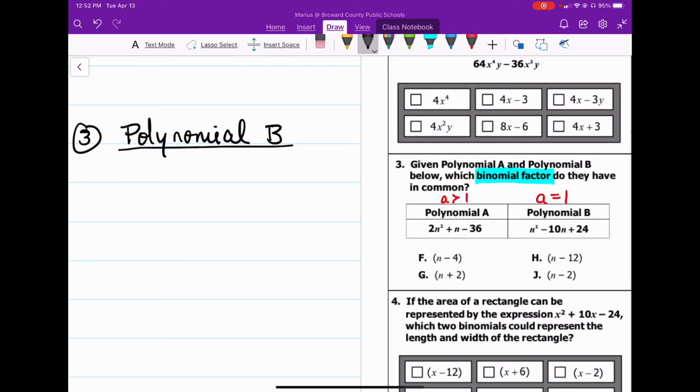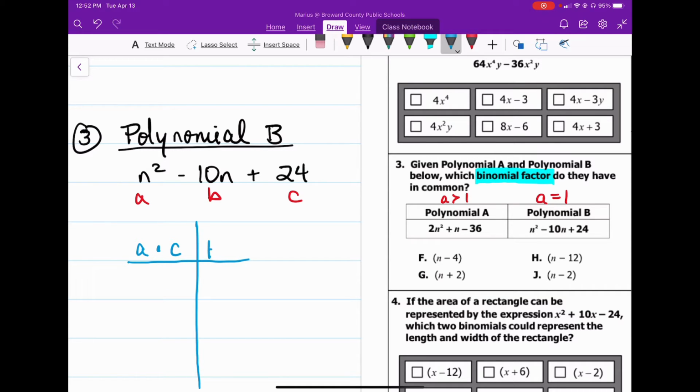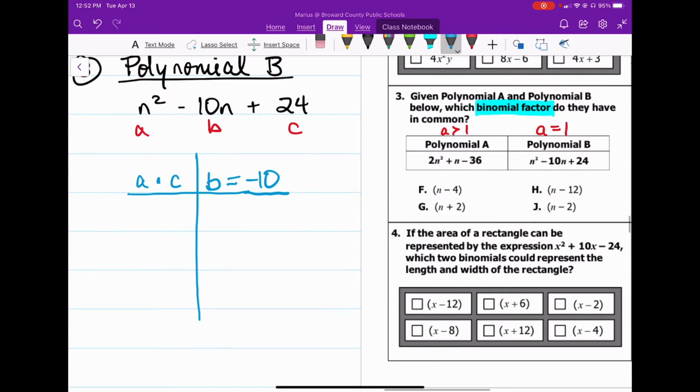All right, so polynomial B is n squared minus 10n plus 24. We're going to label our quadratic with A, B, and C, and now we're going to do our A times C method. When we work this out, we also need to know what B is equal to. In this case, it's negative 10, because once we multiply A times C, we are going to add the factor pairs up and see which one gives us a negative 10.